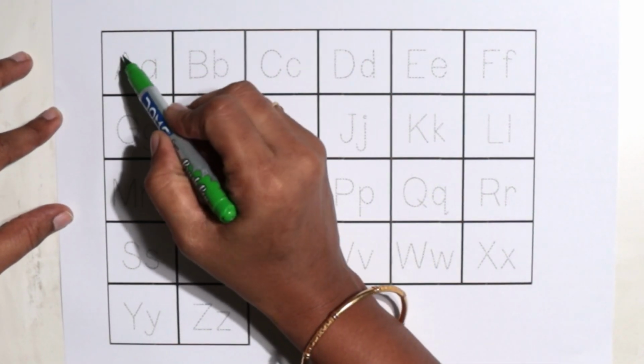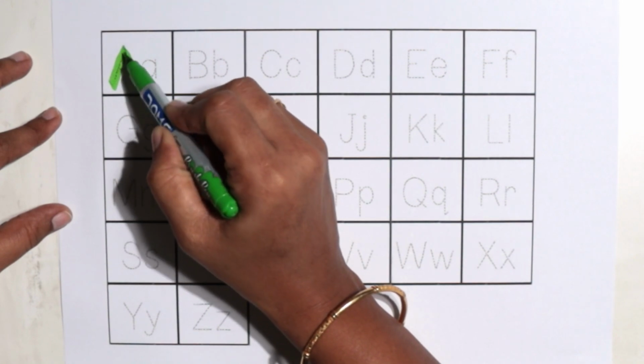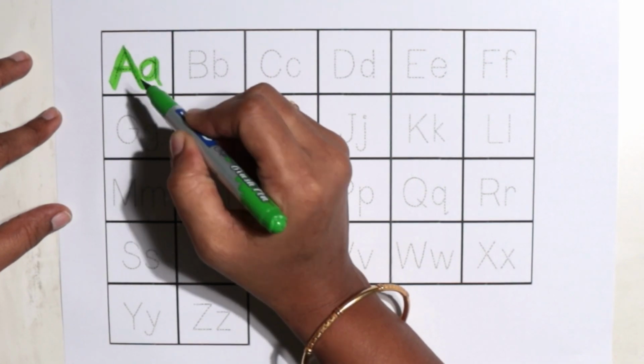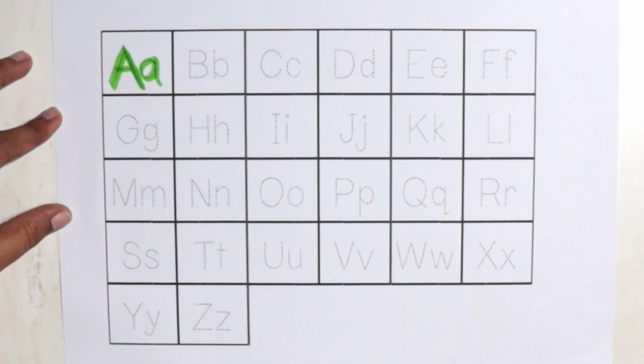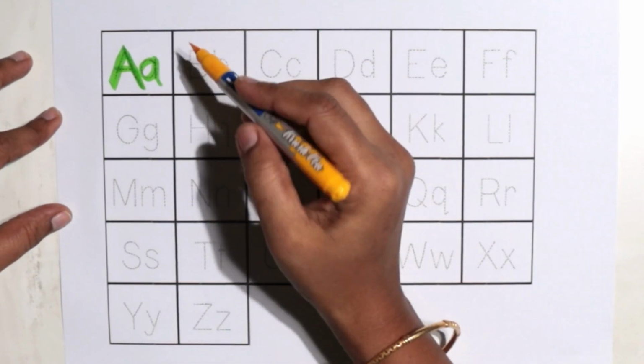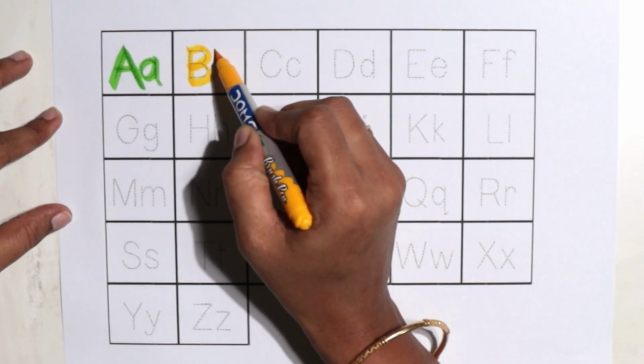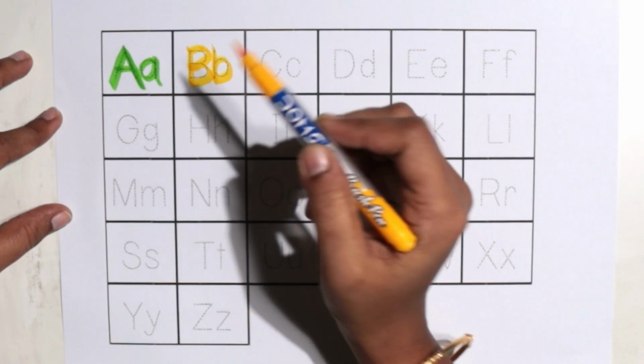Green color, A. A for apple. Yellow color, B. B for bat.